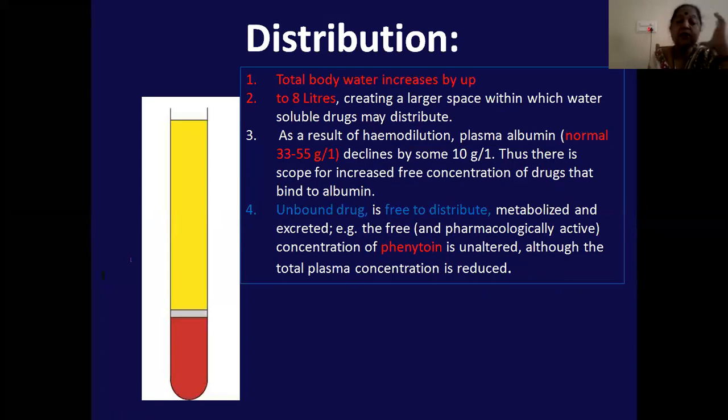So there is scope for the increased free concentration of drug that is bound to albumin. This is very important whenever you are prescribing, because there is an unbound drug which is free to distribute and it is metabolized and excreted. So, for example, concentration of phenytoin is unaltered, although the total plasma concentration is reduced. So, this is very important to study.